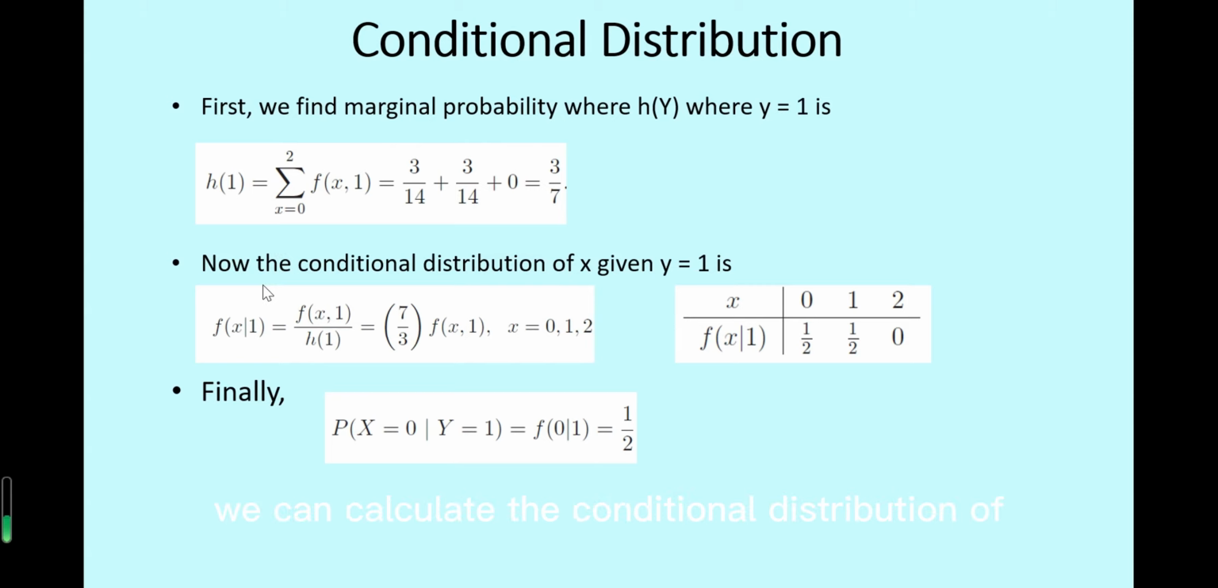Then further we can calculate the conditional distribution of x given y equals 1, which is this table, because when y equals 1, the different f(x,1) can be calculated from the table. When x equals 0, 1, 2, we fill in this table. This is the conditional probability when y equals 1 and the value for x. So finally, we can find that when y equals 1, the probability of x equals 0 is 1 over 2.